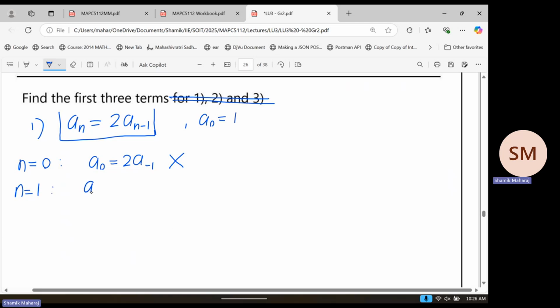Subbing 1 into the formula, we get A1 is equal to 2 times A0. And this we can work out because we know A0 is given to us as an initial condition. So I will just substitute A0 into here. It's given to us as 1. So this is 2 times 1, which is just 2. So now we're getting somewhere because we know A0, and now because of this formula here, we know A1 as well.